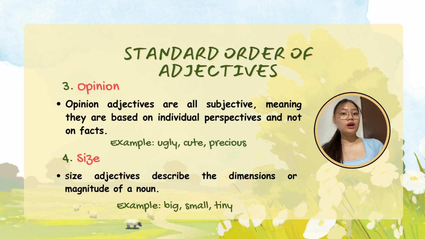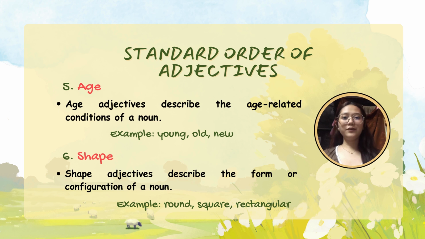After that, we often share our opinions about things. Words like ugly, cute, or precious come to our mind. Then we talk about size, how big or small something is. For example, big, small, or tiny. Following size is age, describing how old or new something is, like young, old, or new.